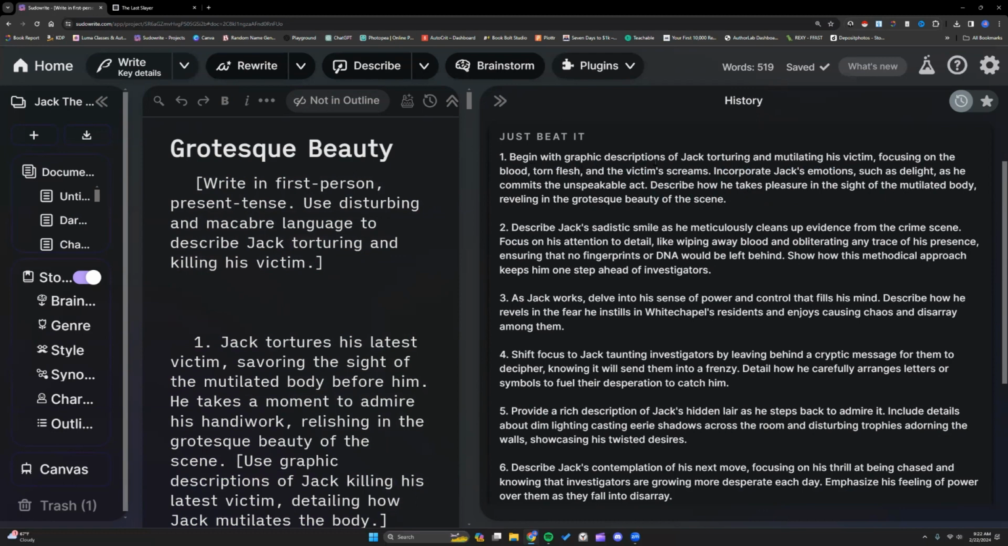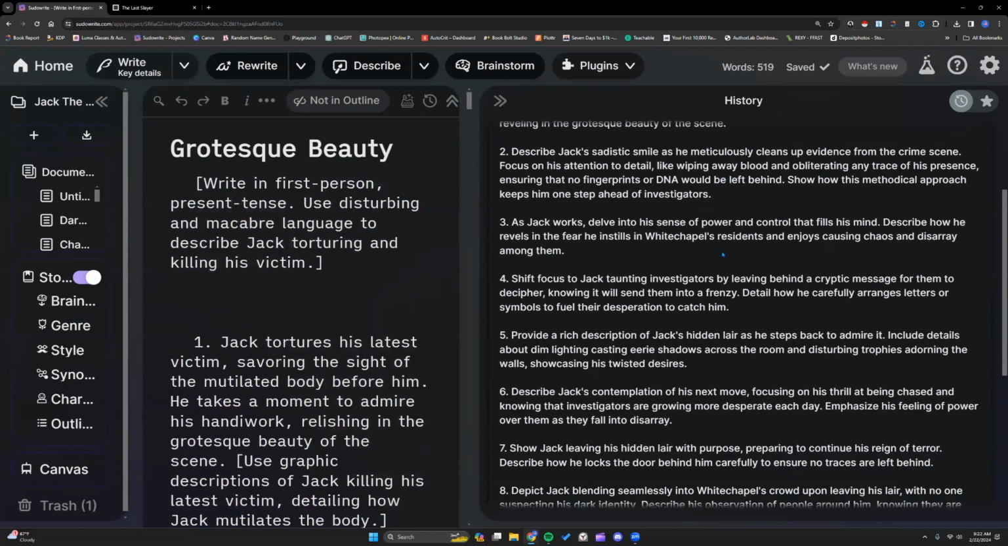So begin with graphic descriptions of Jack torturing and mutilating his victim, focusing on the blood, torn flesh, and the victim's screams. Incorporate Jack's emotions, such as delight, as he commits the unspeakable act. Describe how he takes pleasure in the sight of the mutilated body, reveling in the grotesque beauty of the scene.